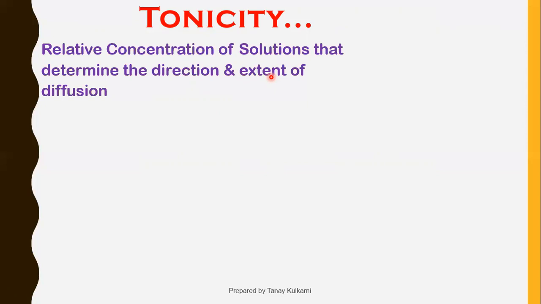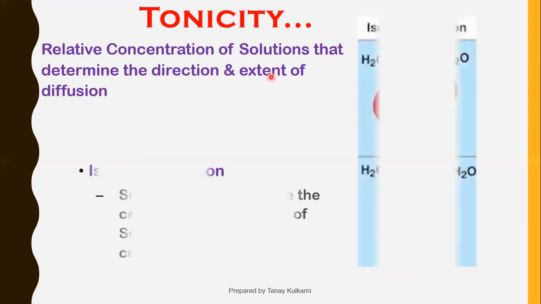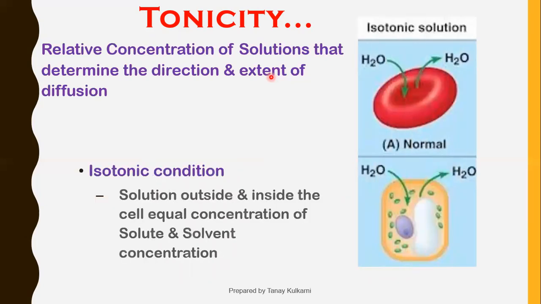Now it totally depends, student, on the solute and solvent concentration across the semi-permeable membrane. Based on this, we have three types of conditions: isotonic condition, hypotonic condition, and hypertonic condition. Let's see one by one. Isotonic condition.